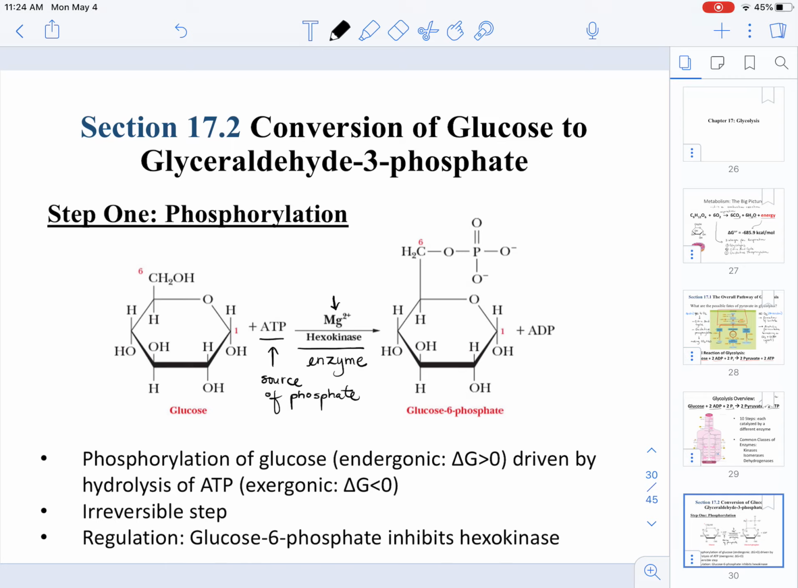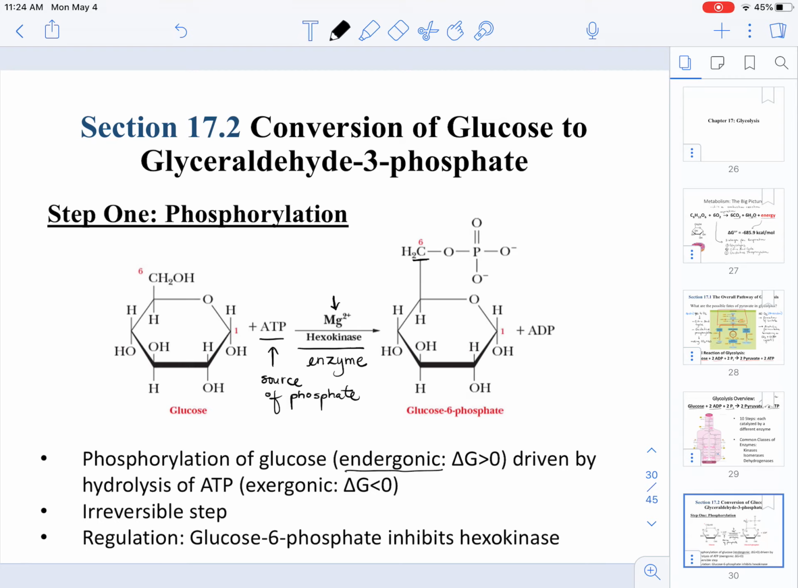So when the phosphorylation happens of that glucose molecule at carbon 6, as you can see, the hydroxyl group is now phosphorylated on carbon 6. That phosphate group is going to come from ATP. So understand that this reaction, the phosphorylation of glucose, is an endergonic process, which means that it requires energy in order to happen. So where does that energy come from?